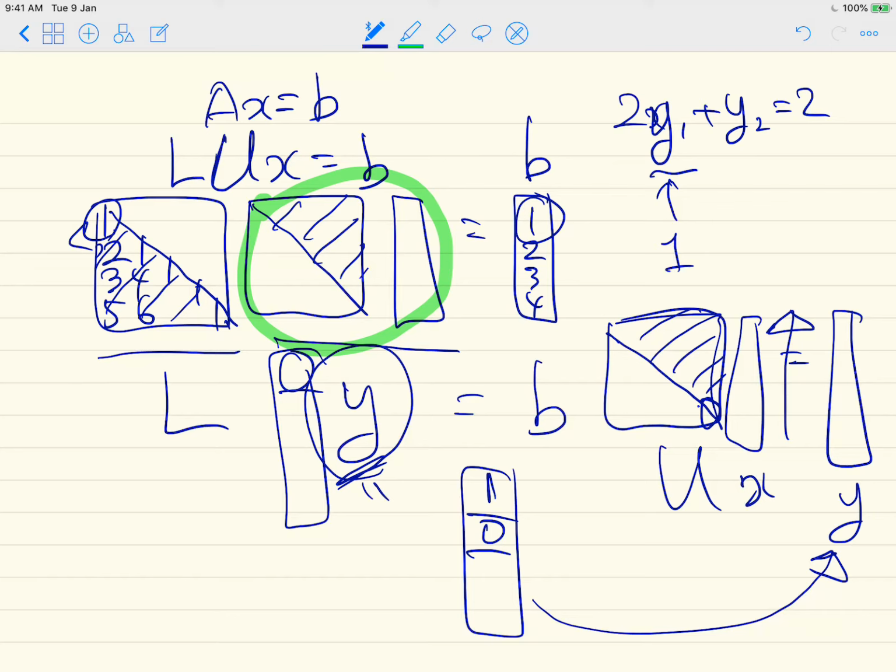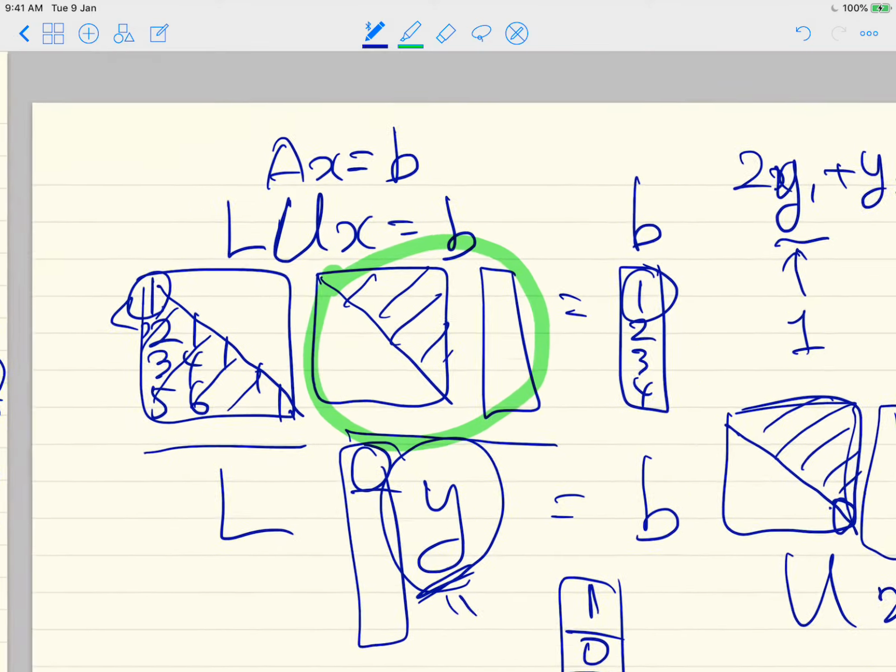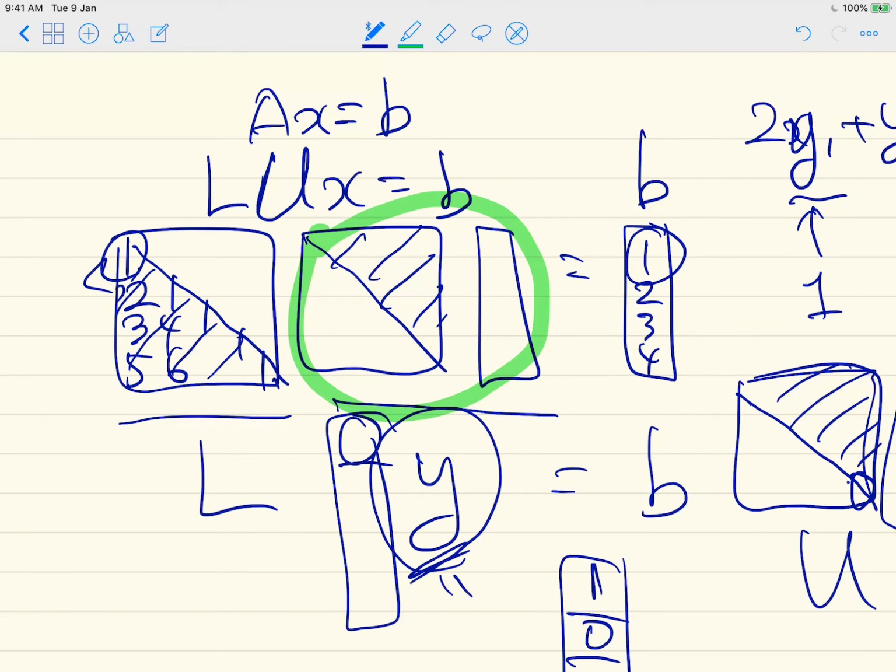So this is how we utilize this LU factorization for solving the linear system. But how about the partial pivoted version, like the LU factorization with the partial pivoting? So in this case, we first obtain PAx equals Pb. Okay, so the whole process is like this.